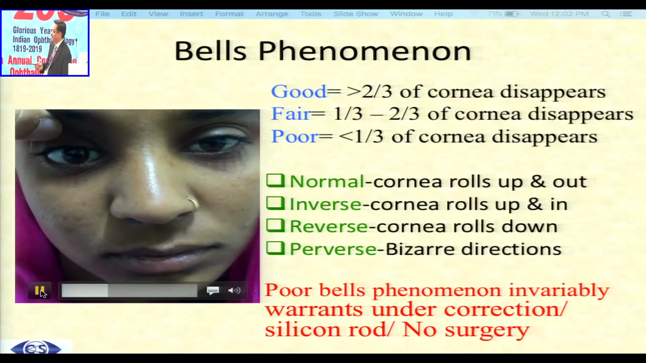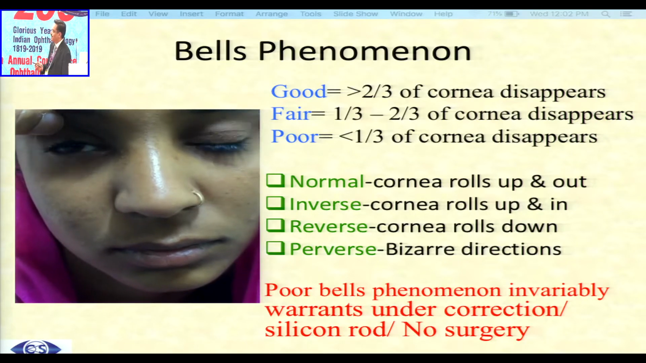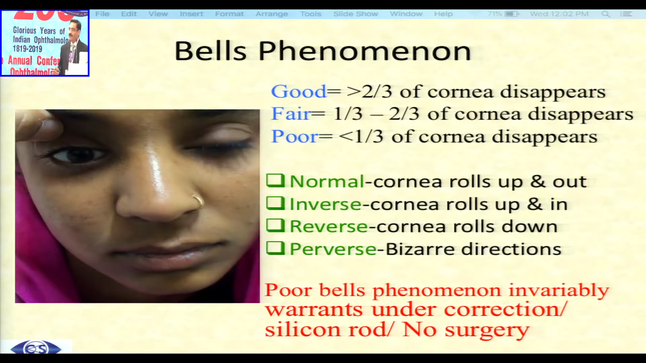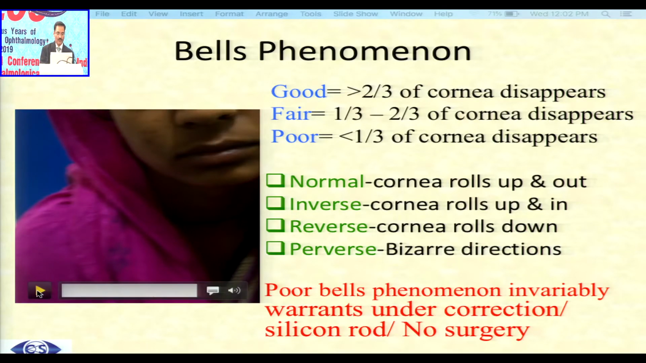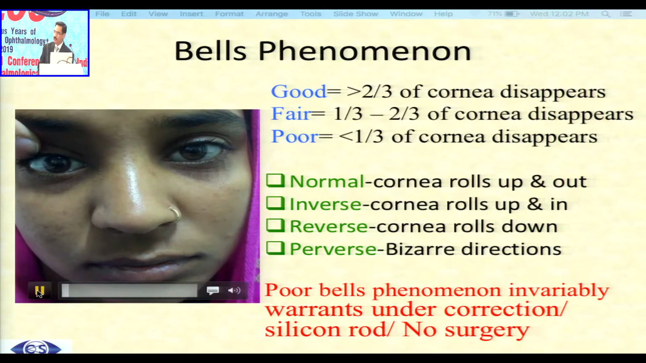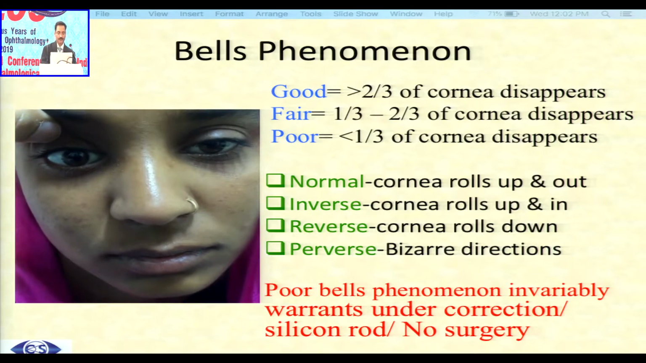You just pull the lid to normal limbus and then ask the patient to close the eyelid. So you'll have to lift the ptotic eyelid to the limbus position and then ask the patient to close. You'll have to first lift the lid and then ask the patient to close.